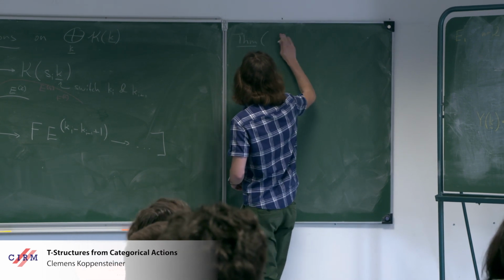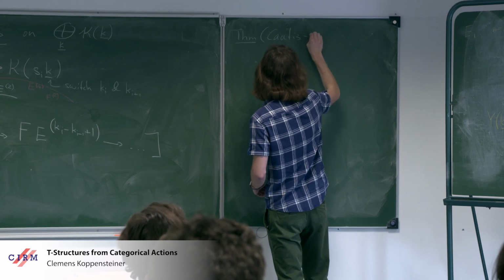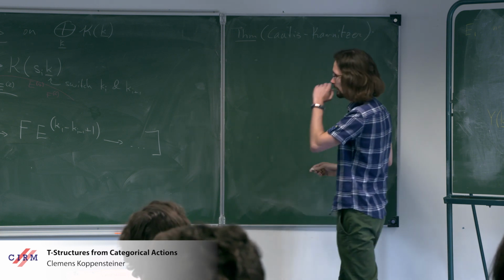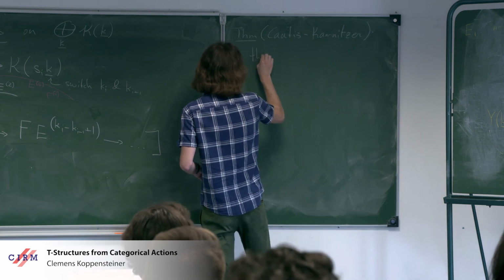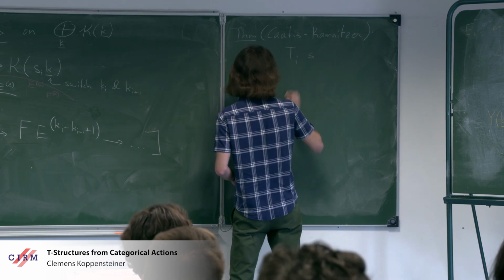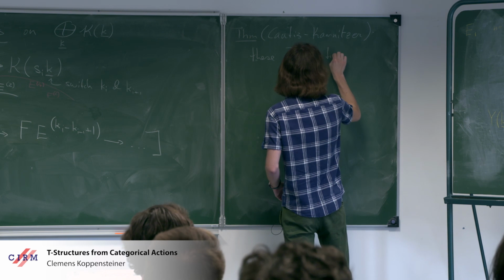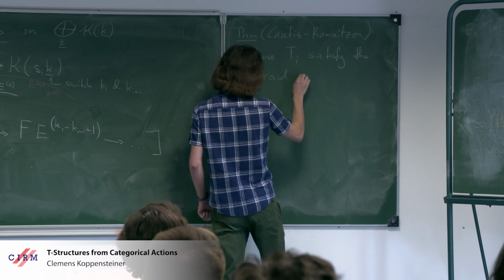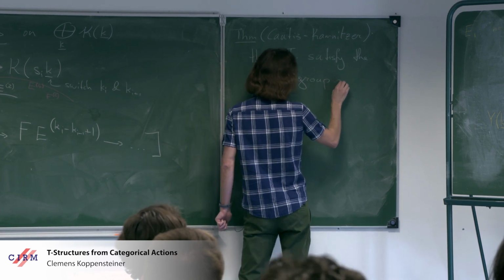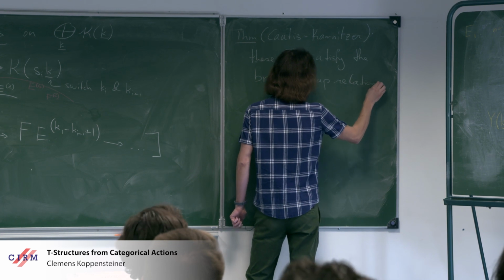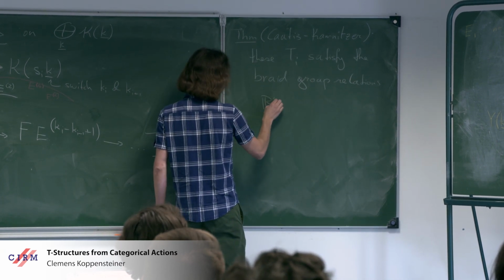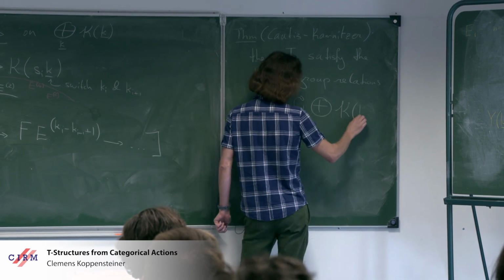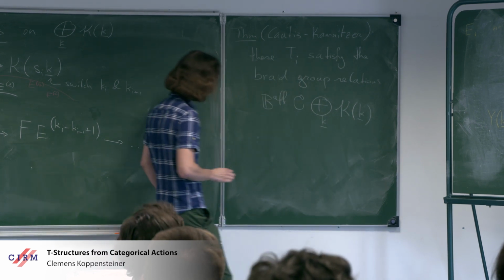And the theorem for this, by, I guess, Cautis and Kamnitzer, is that these Ti satisfy the braid group relations. In other words, they give an action of the affine braid group, in our case, on that sum of all the categories.